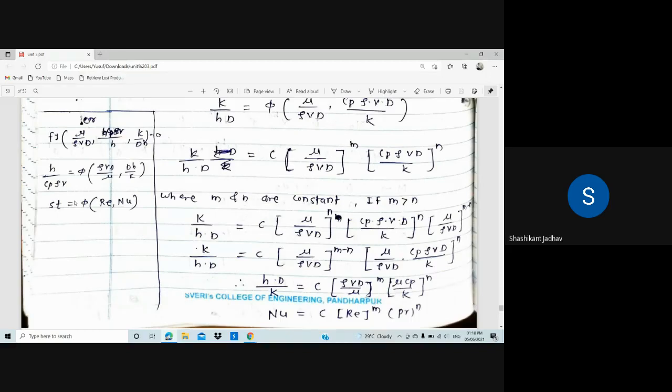Okay, we are going to do this simplification and write the equation in the form of dimensionless numbers, that is Reynolds number and Prandtl number. So hd by k: on the left hand side, we have changed the numerator by the denominator. Therefore hd by k is c into, similarly we have to do for the right hand side also.